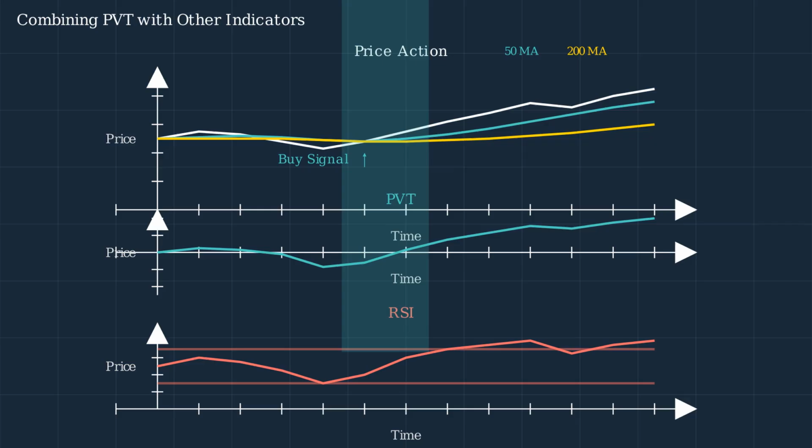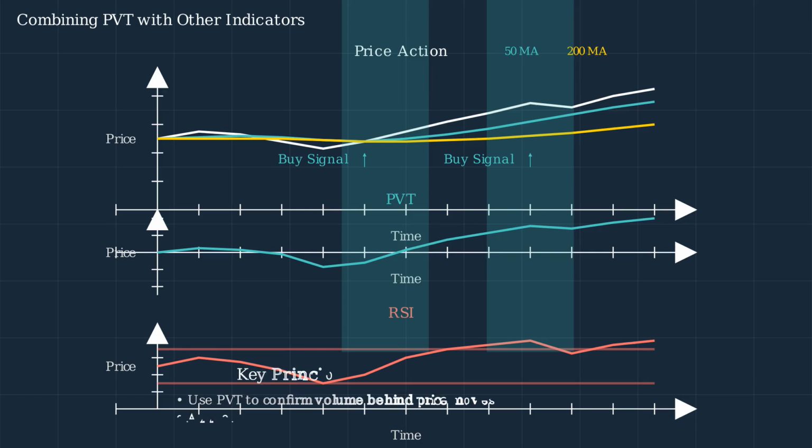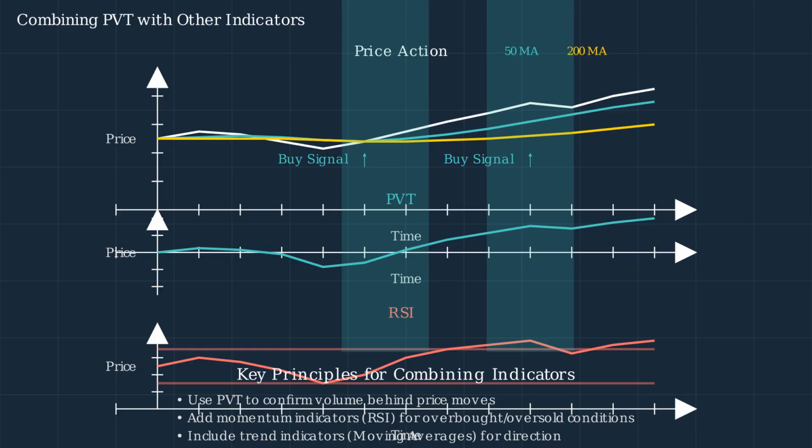When multiple indicators confirm each other, we get stronger trading signals. Notice how the PVT trend aligns with price movement and RSI momentum at these key points. When combining PVT with other indicators, focus on complementary information. Use PVT for volume confirmation, RSI for momentum, and moving averages for trend direction.